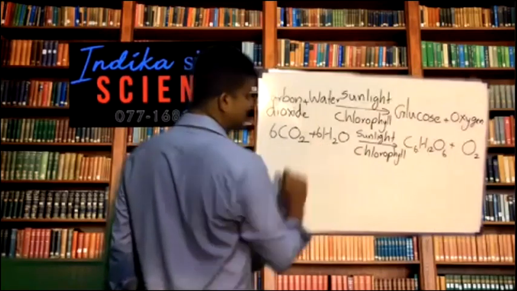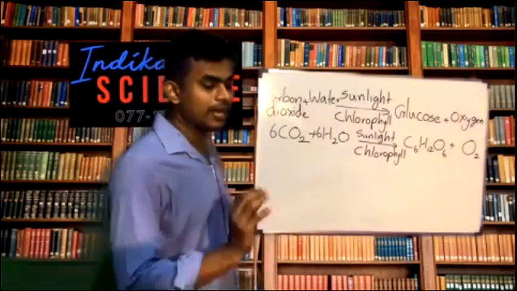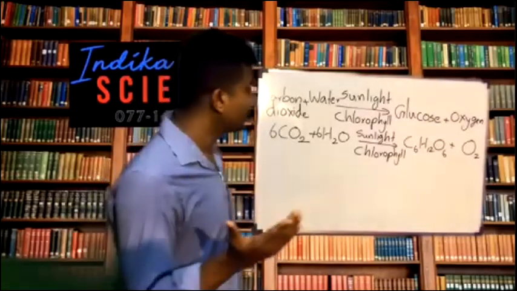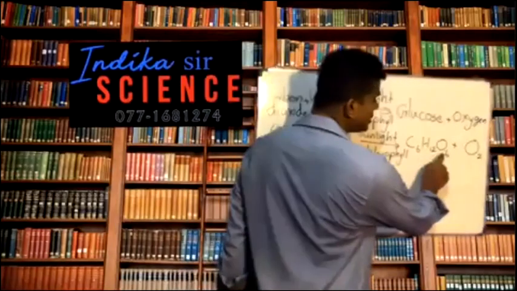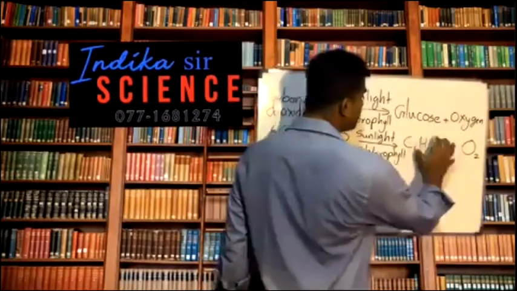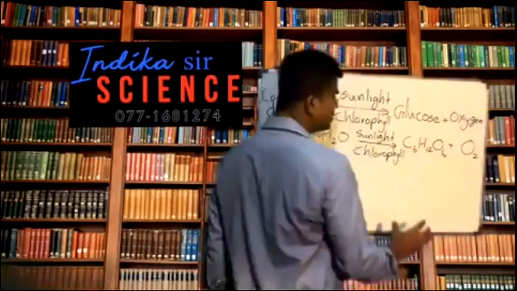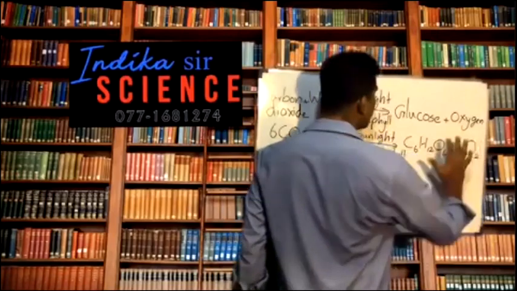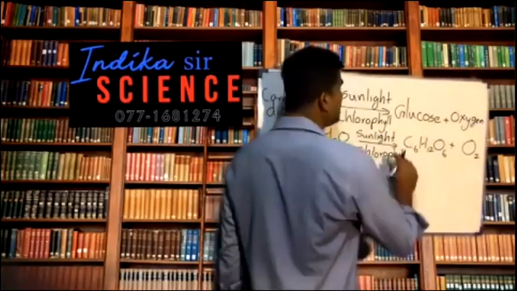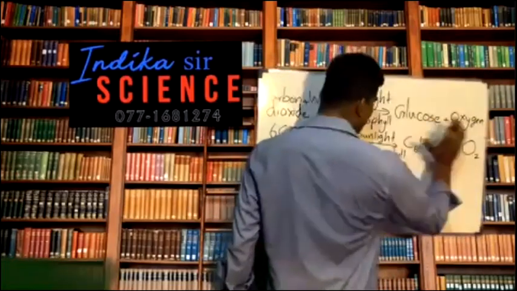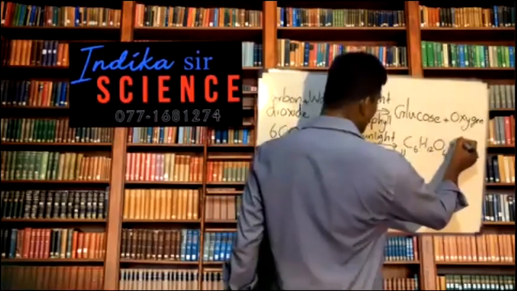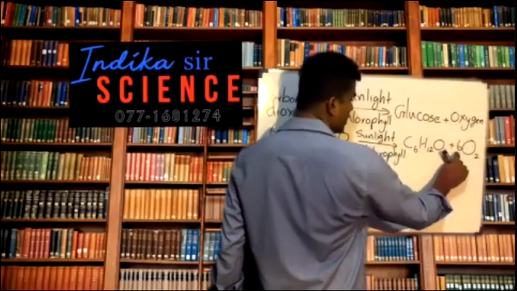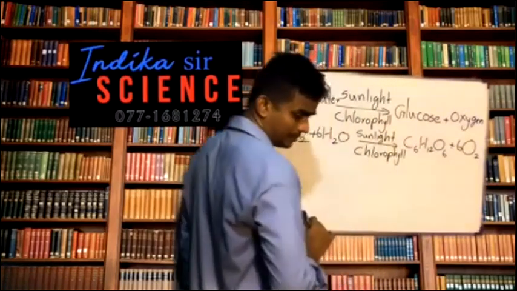12 plus 6, 18 oxygen present. Therefore, but in here only 6 oxygen. In order to become 18 oxygen, 12 oxygen should be added here. In order to complete 12 oxygen for this product side, what I can do here, I can put here 6. 6 into 2, 12. 12 plus 6, 18.